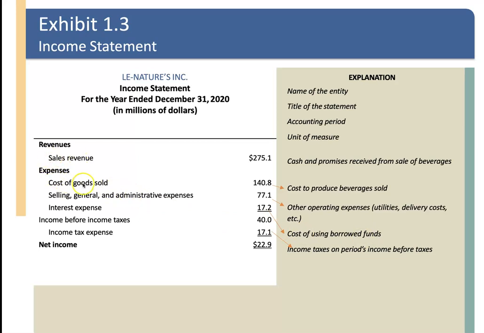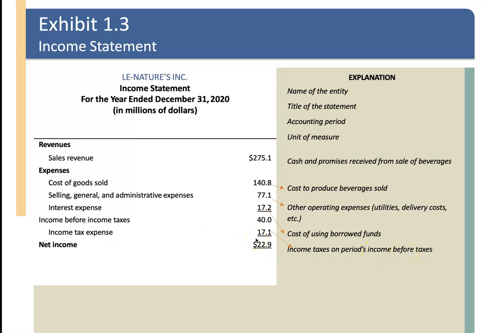Revenues minus all these expenses equal something called income before income taxes, which means this is the total performance that the company has, which is subject to income taxes. Using income before tax multiplied by the tax rate, we'll get the income tax expense, which is the income taxes on the period's income before taxes.